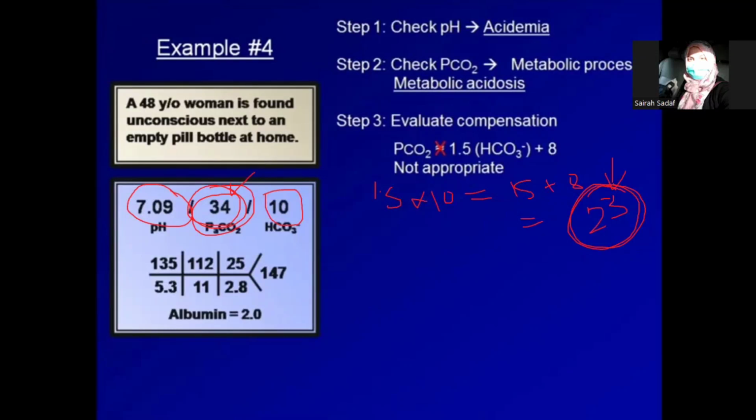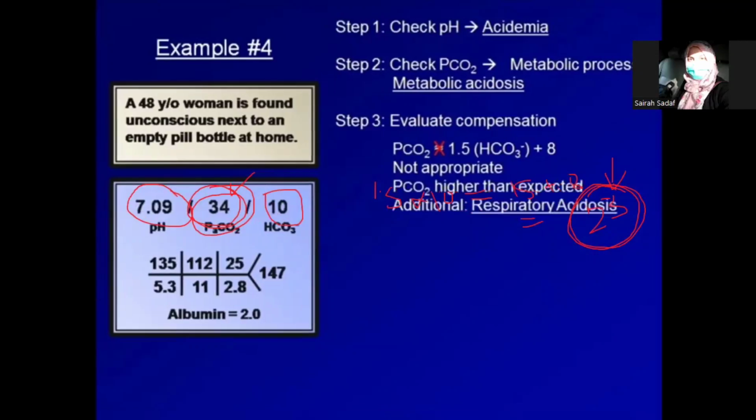Jennifer, it's not adequate, dear. The patient is having two disorders at the same time. The patient is having metabolic acidosis, and while the respiratory system was compensating, it is unable to compensate. So the CO2 value is higher than expected. So we will say the patient is having metabolic acidosis as well as respiratory acidosis.